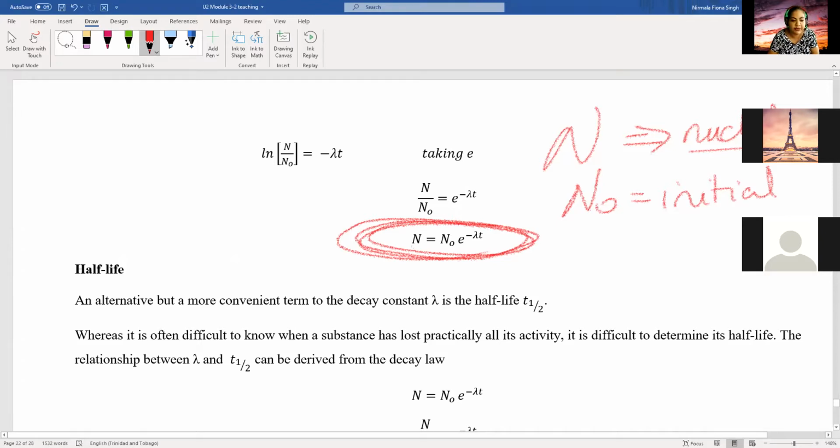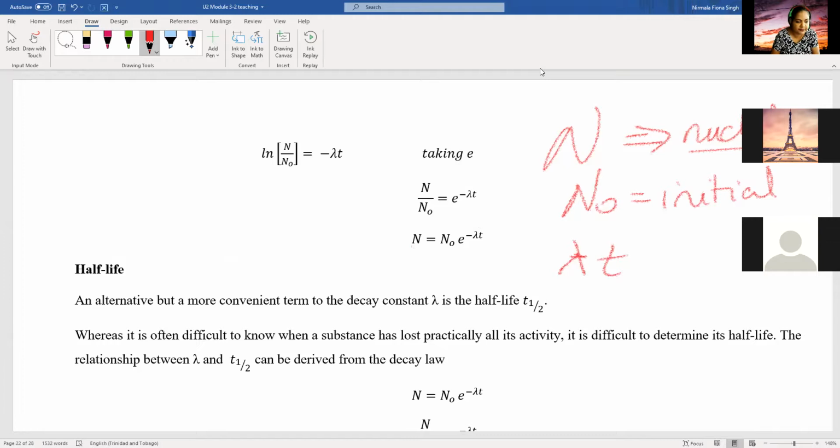All right, so N naught is your initial number of nuclides, e being the natural log base, lambda is your decay constant, and t is your time at any given time. So what this tells us is the number of nuclides we have at any given time, N at t, is equal to N naught, the initial number of nuclides that you had, times e to the minus lambda t.